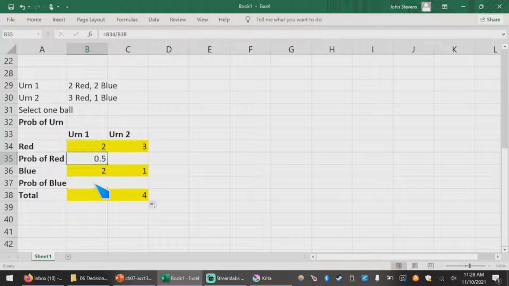Okay, thank you, Excel. Next up, for the probability of blue in urn 1, just as we said, it's going to be 2 blue out of a total of 4. Beautiful. And then I can just copy that over here, and we get our 3 out of 4. Copy that over there. We get our 1 out of 4. So I have those probabilities there. If I need to, just use Excel as a calculator, really.